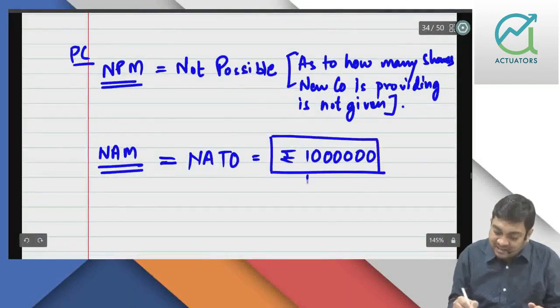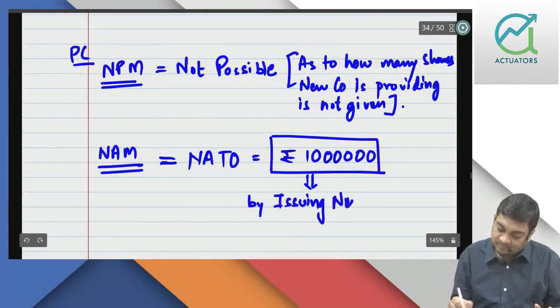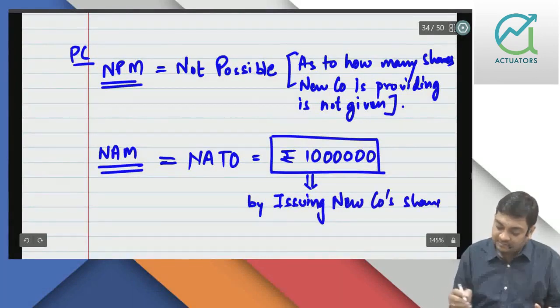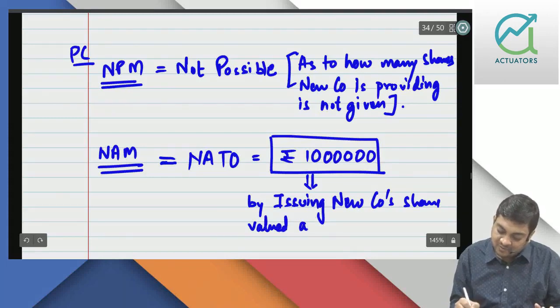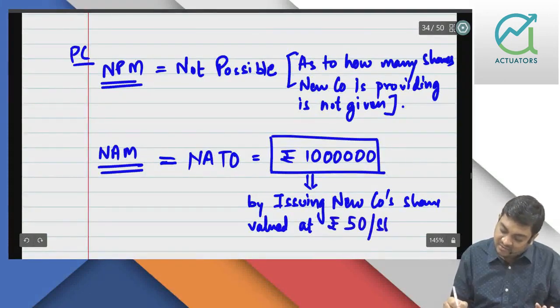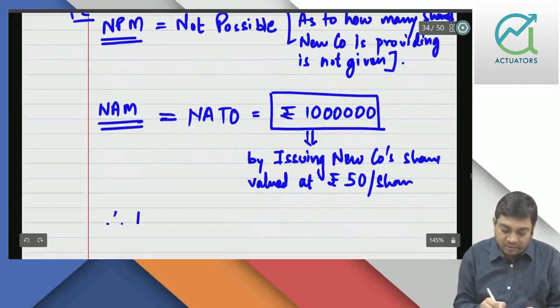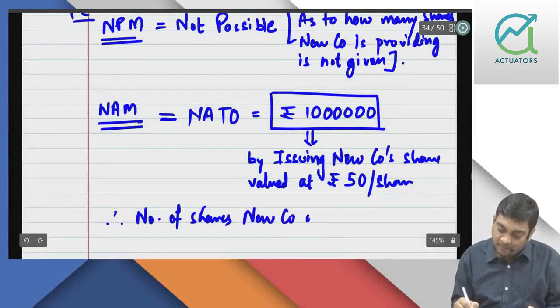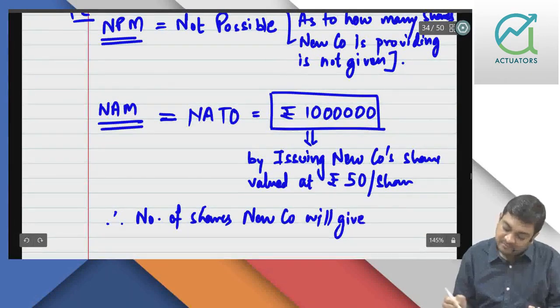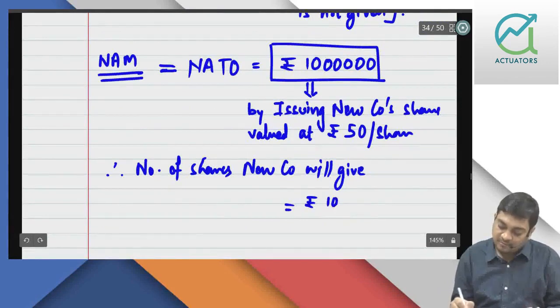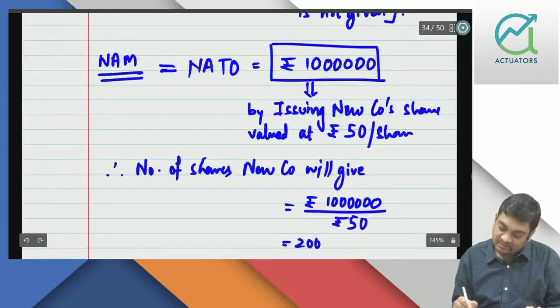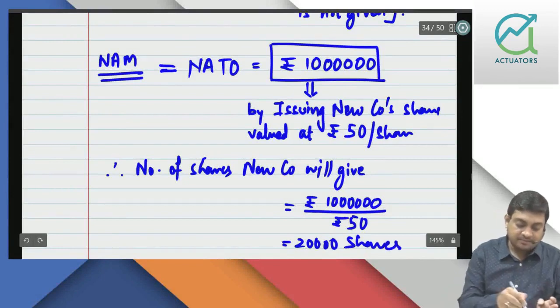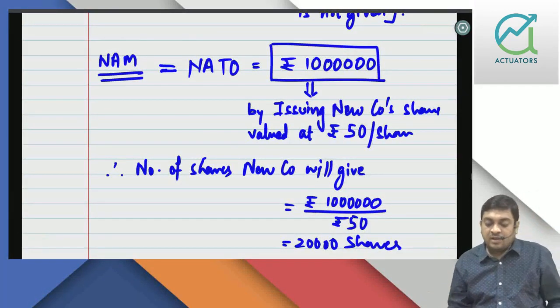Obviously, this 10 lakh will be settled by issuing new company's shares valued at rupees 50 per share. So, therefore, the number of shares new company will give is equal to 10 lakh divided by 50, 20,000 shares. Right.